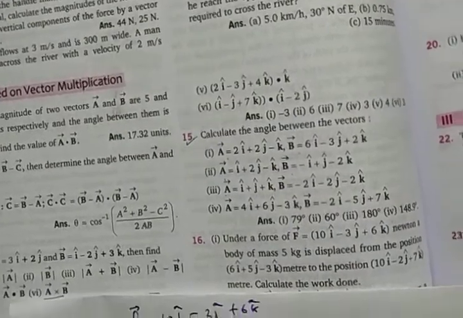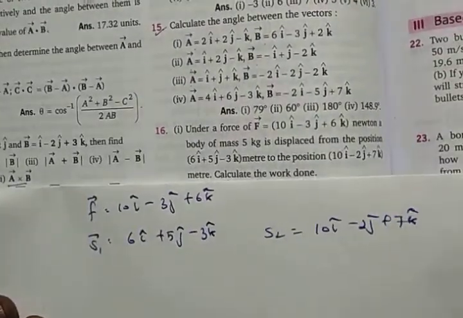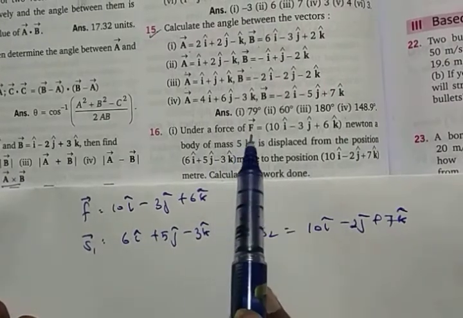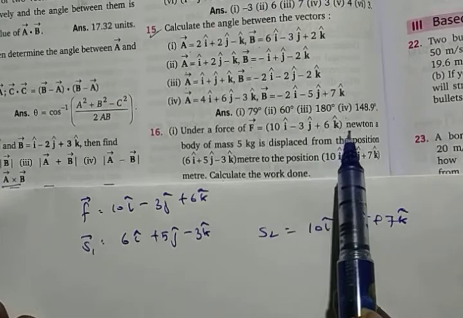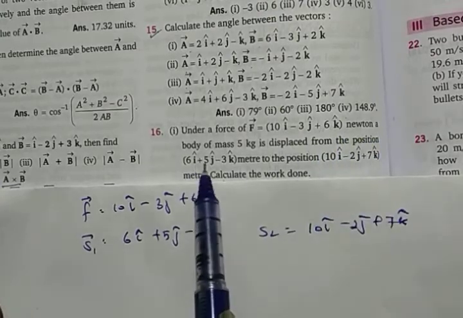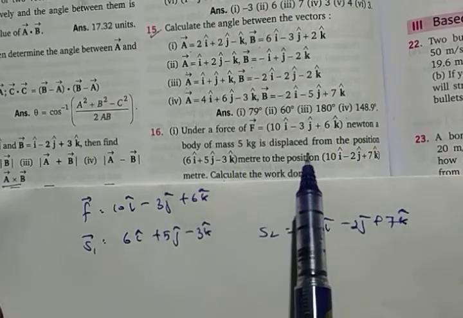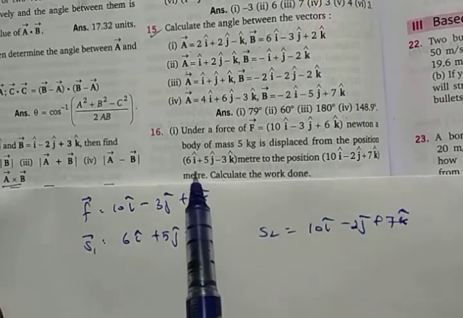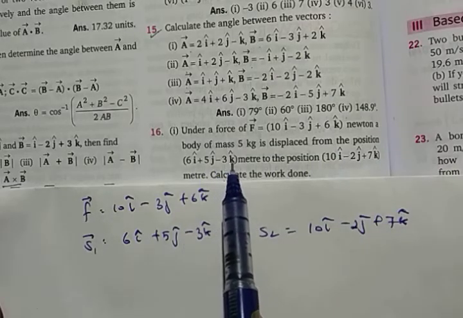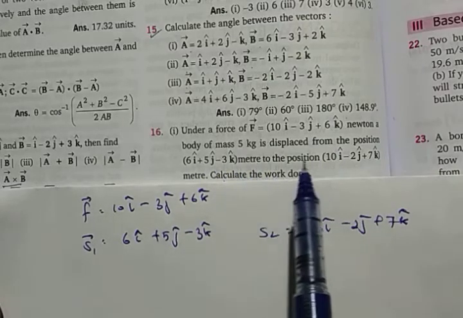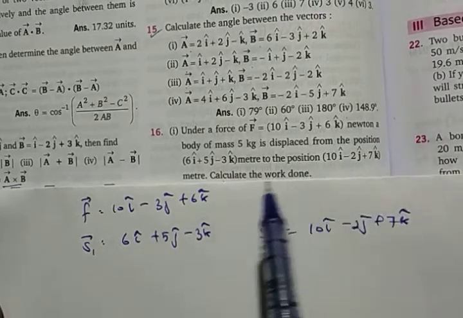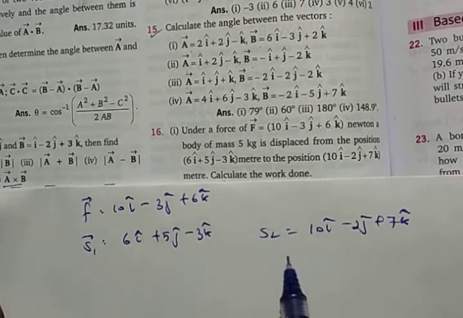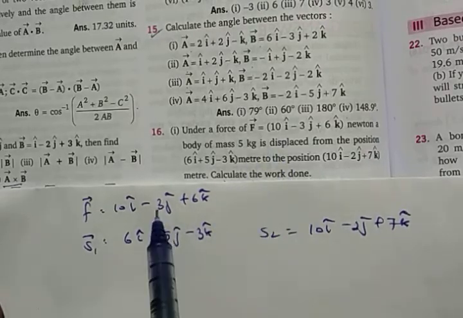So this question, question number 16, we'll try to see. Under a force, F vector is equal to 10i cap minus 3j cap plus 6k cap Newton, a body of mass 5 kg is displaced from the position of 6i cap plus 5j cap minus 3k cap meter to a position of 10i cap minus 2j cap plus 7k cap meters. Calculate the work done. Force is given here.